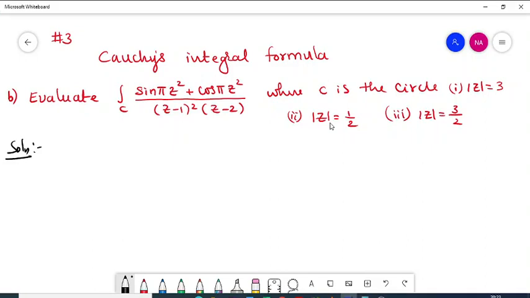Welcome to discussion on complex integration. Last class we started a discussion on Cauchy's integral formula.